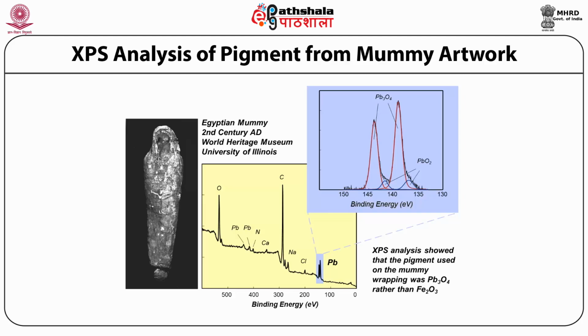So this is one of the good applications of ESCA when we talk about the analysis of pigments or paints on the surface of various artifacts. Here the example of an Egyptian mummy has been taken, and it has been shown that the pigment used at the surface contains lead and not iron.